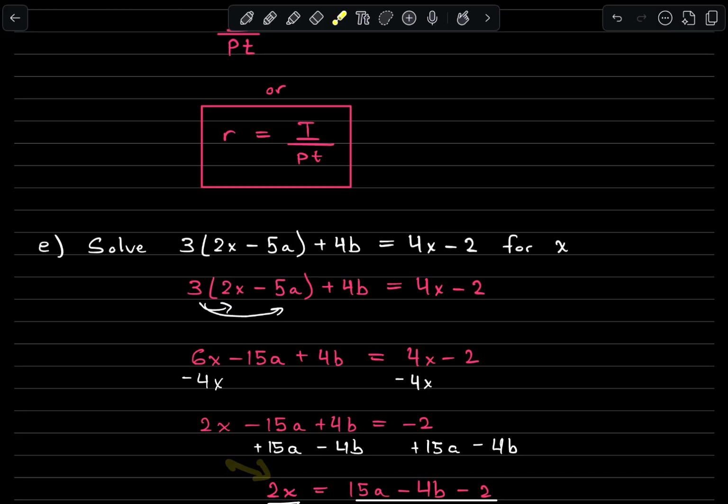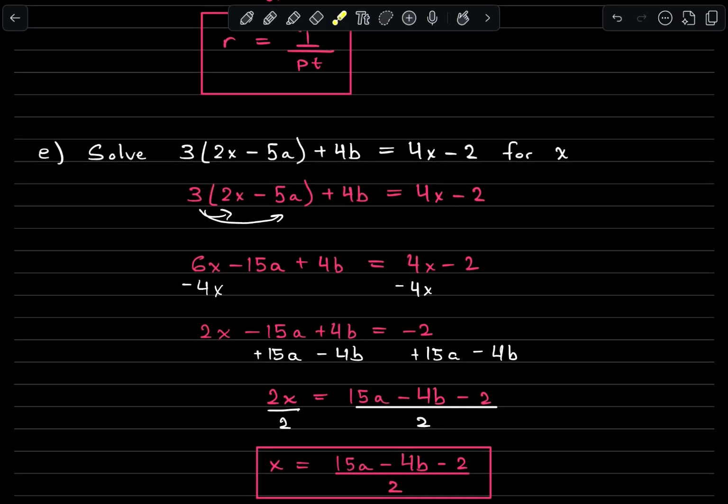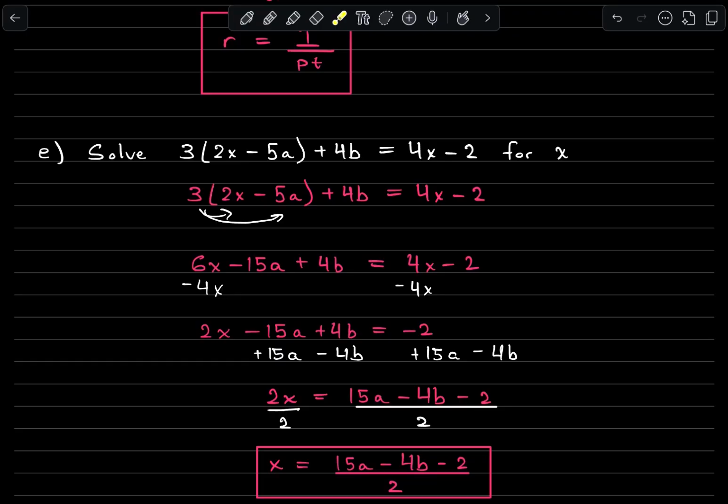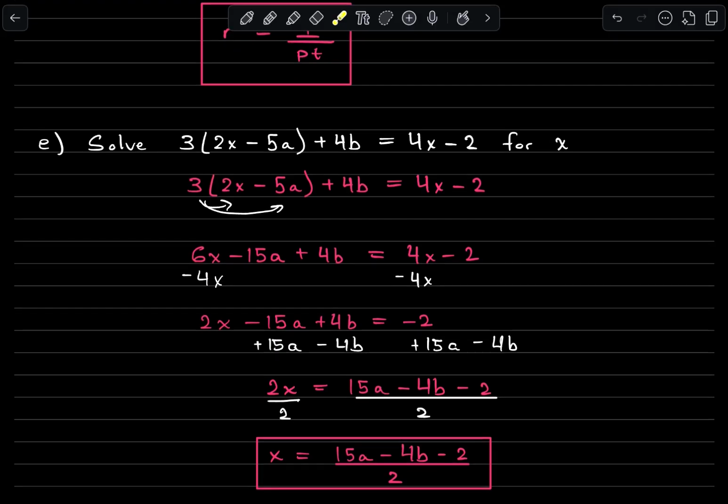Lastly, let's just divide everything by 2. We want to get rid of the coefficient. x is equal to 15a minus 4b minus 2, all of it divided by 2. Okay, so you can see this is also still a literal equation because of a and b. We cannot reduce this any further. We cannot get a numerical solution for x.